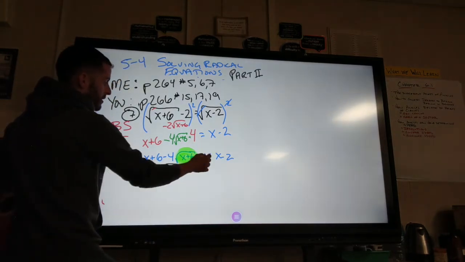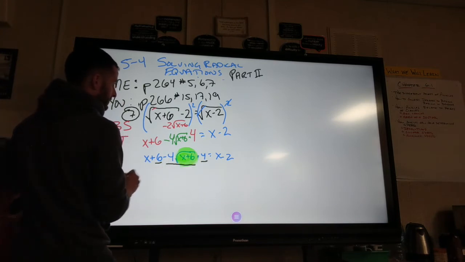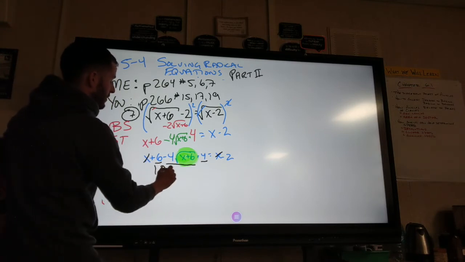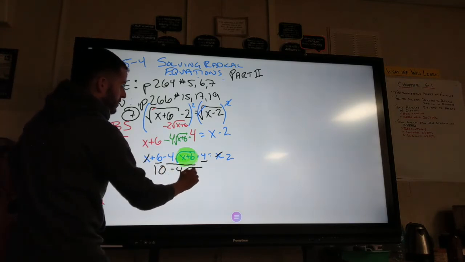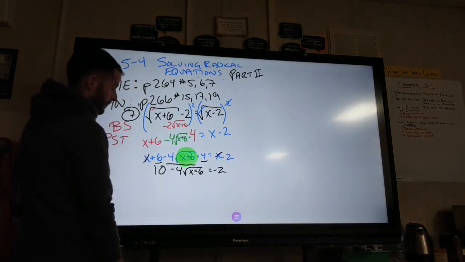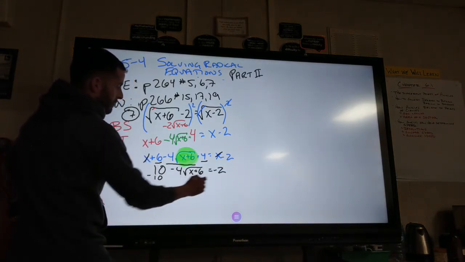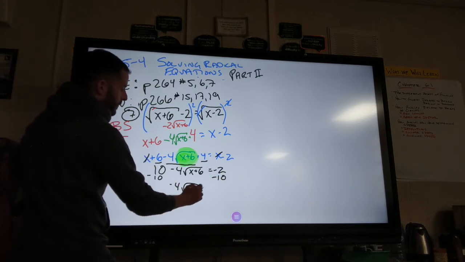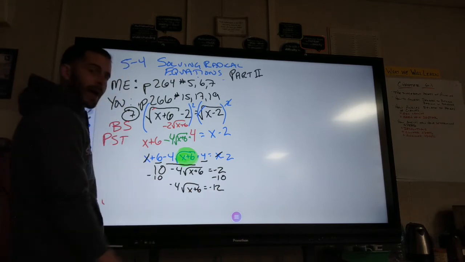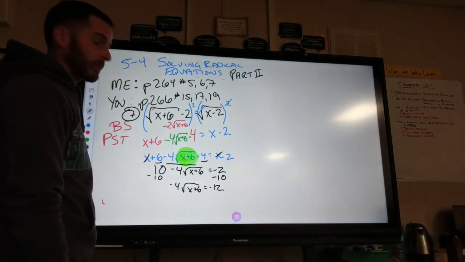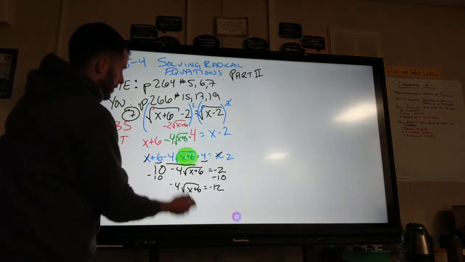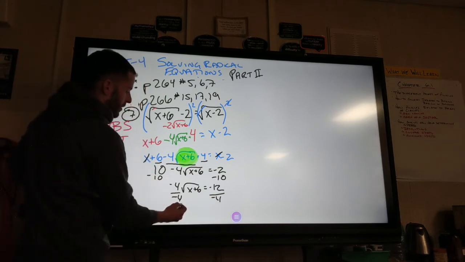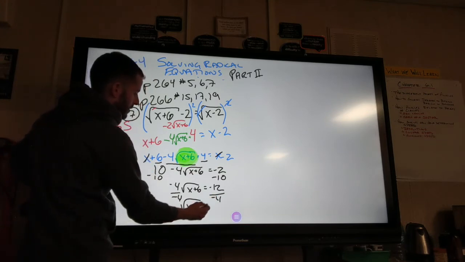All right, so 6 plus 4 is 10. I can take away x from both sides. That's going to go away. So I have 10 minus 4 rad x plus 6 equals negative 2. Let's take away 10 from both sides. I'm slowing down the Algebra 1 stuff right now. Negative 4 rad x plus 6 equals negative 12. Let's divide both sides by negative 4. Rad x plus 6 equals 3.